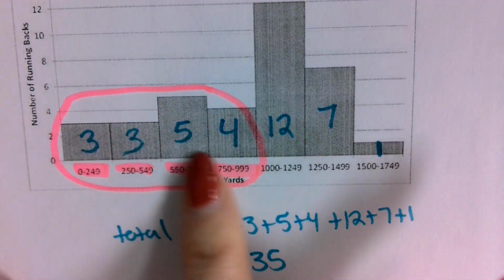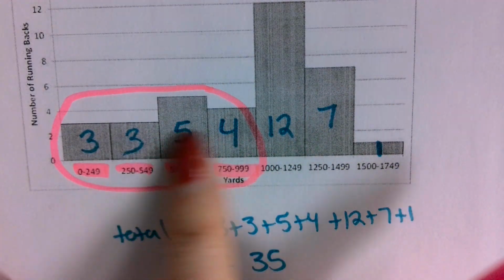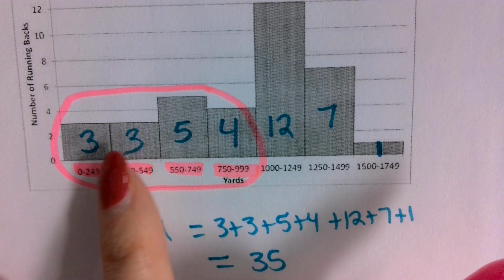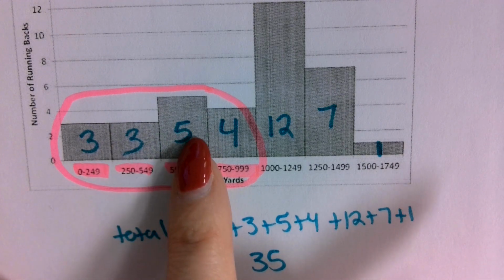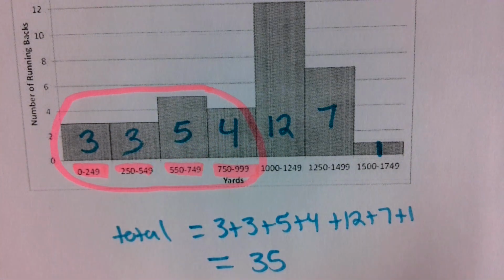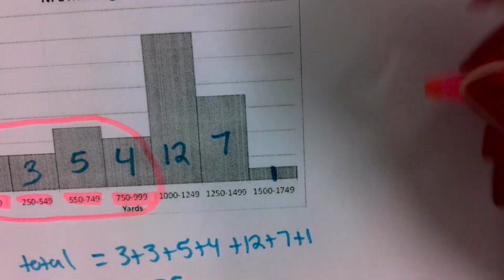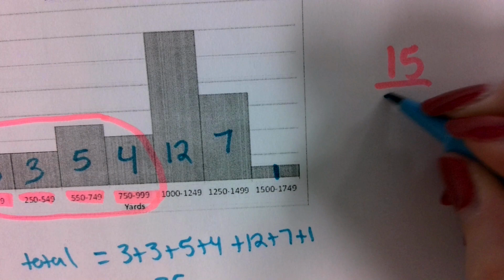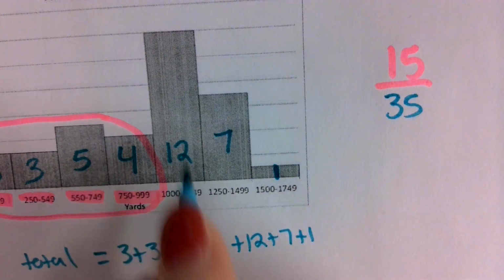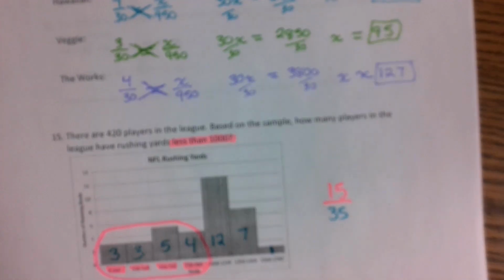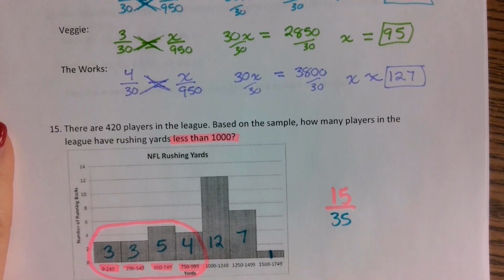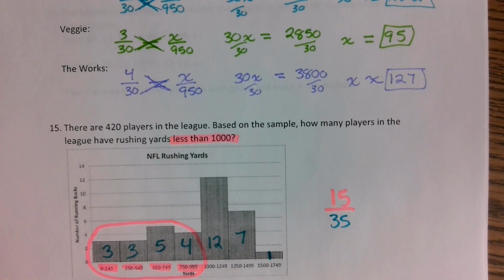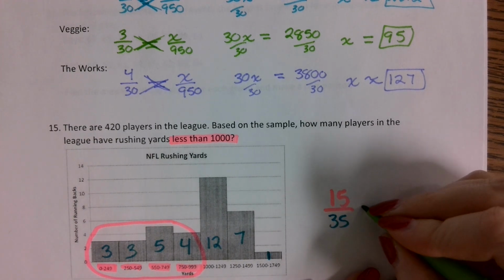How many people were less than 1,000 then? If we add 3 plus 3 plus 5 plus 4, it comes out to 15. Okay? So we have 15 out of the 35 people total in this survey. What the question is asking us is how many out of 420? We want to know how many out of 420.